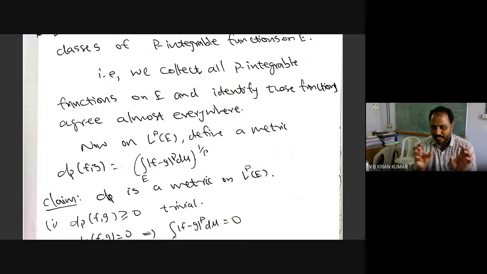Because LP elements are equivalence classes of functions: f in an equivalence class, g in an equivalence class. What we did was choose one element from the equivalence class of f, and one element from the equivalence class of g, and using that, we defined this. Suppose I am choosing one f and somebody else is choosing some other f1 from the same equivalence class. Similarly, I chose g and somebody else chose g1 from the same equivalence class. So we should prove that this definition is independent of that choice.